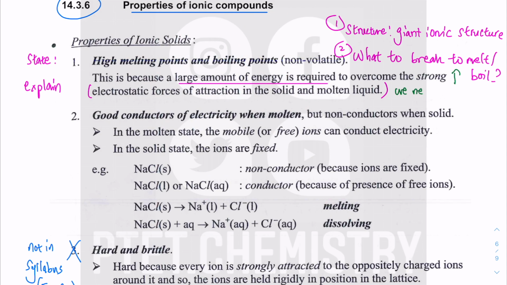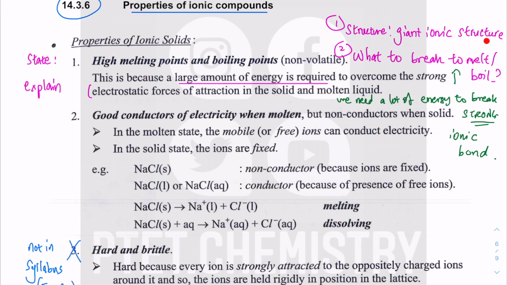We need a lot of energy to break strong ionic bonds. This is very important, the adjective strong ionic bond. So bonding is not structure. Structure is not bonding. Otherwise, in the last part where I talk about the syllabus, they will not say structure and bonding. They will say structure or bonding. But Cambridge did not say that.